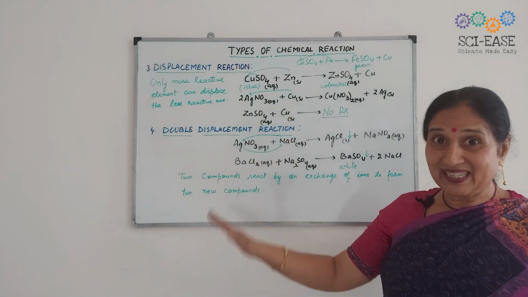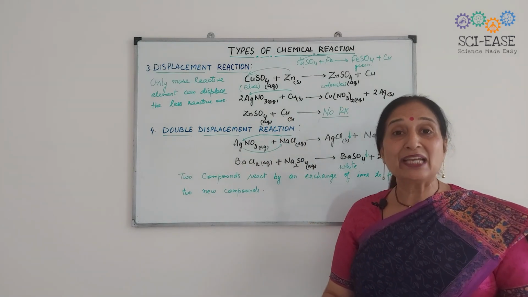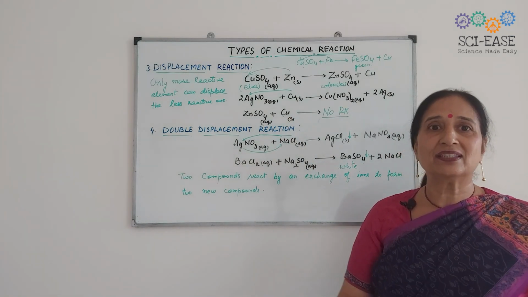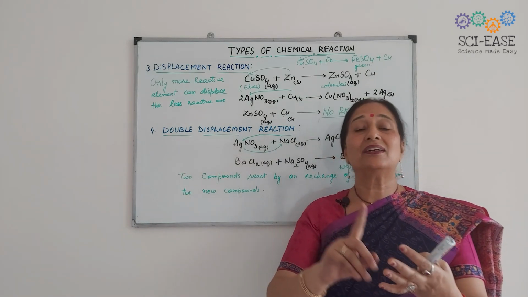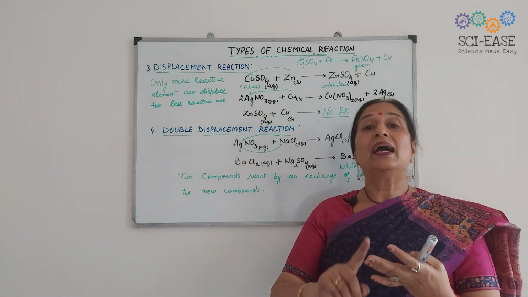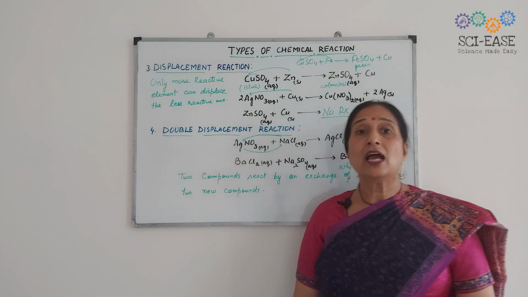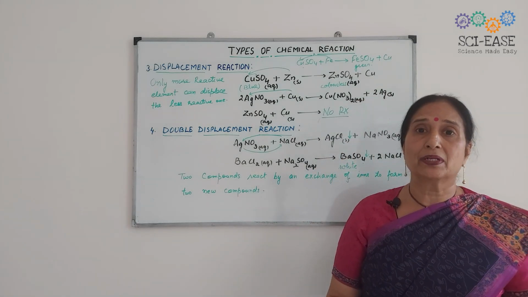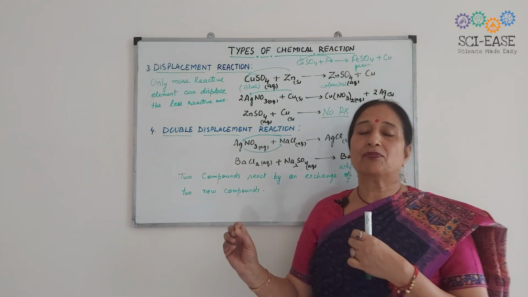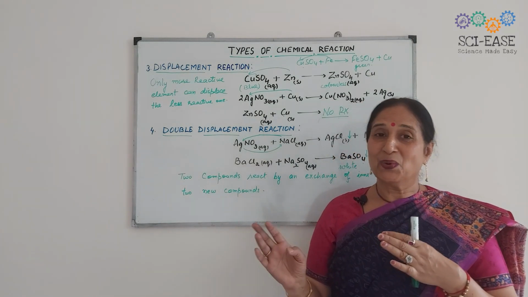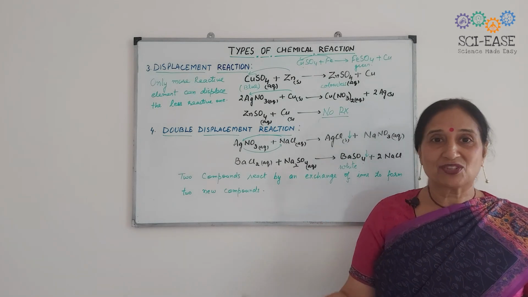So these are the four types of chemical reaction: combination reaction, decomposition reaction, displacement reaction, and double displacement reaction. I have taken so many examples in order to clear each and every type of reaction. So with this, my topic is finished.